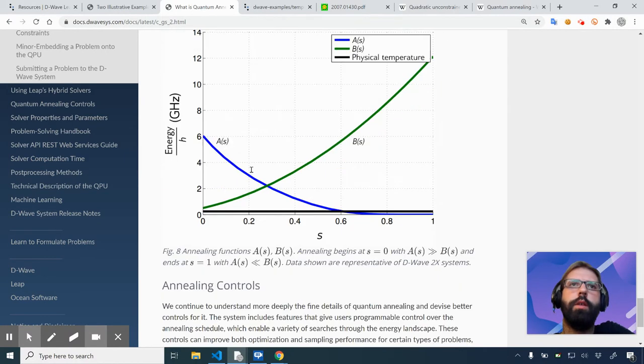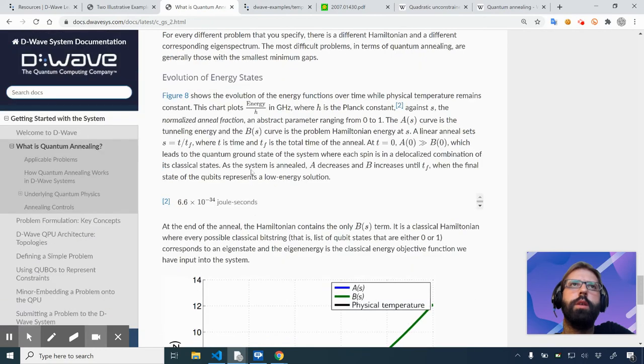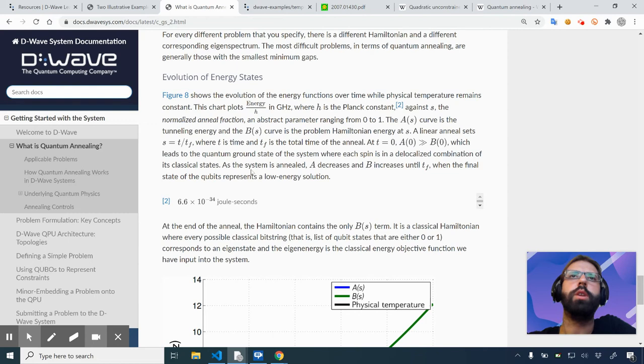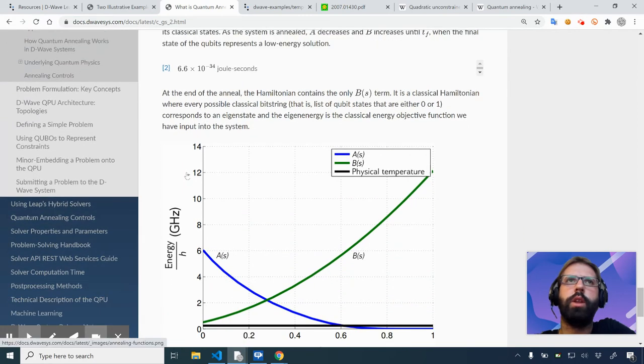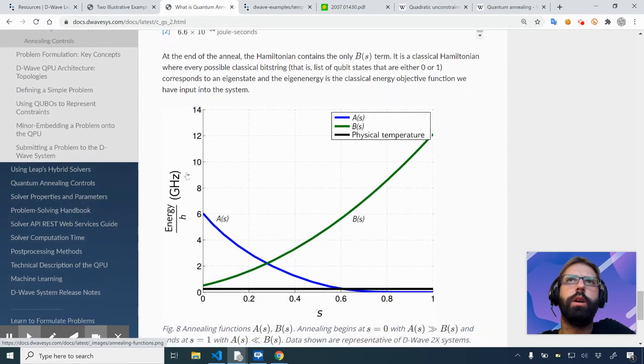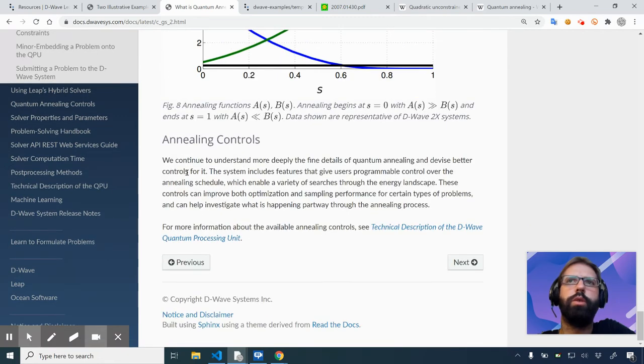Figure 8 shows the evolution of the energy functions over time while physical temperature remains constant. This chart plots energy divided by h in gigahertz, where h is the Planck constant, against s, the normalized anneal fraction. It's an abstract parameter ranging from 0 to 1, whatever this is. It's a curve, tunneling energy. This is getting too complicated too quickly. Annealing controls.